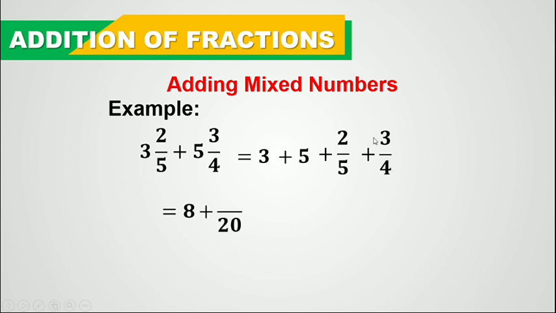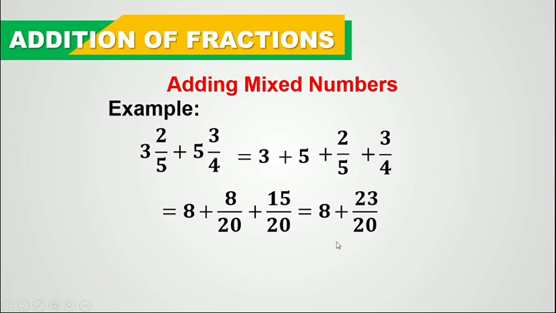So 2/5 plus 3/4. So their LCD is 20, right? Because 20 is the least or the lowest number which is divisible by 5 and 4. And then just do the procedure. So 20 divided by 5, that's 4, times 2, that's 8. And then 20 divided by 4, that's 5, times 3, 15. And then just copy the denominator 20. So 8 plus 15, that's 23.